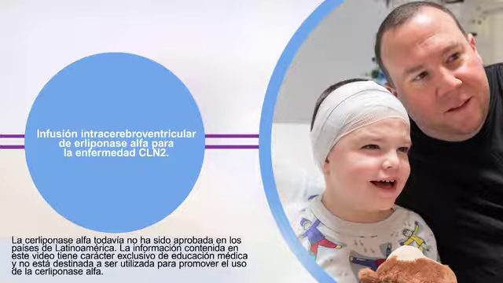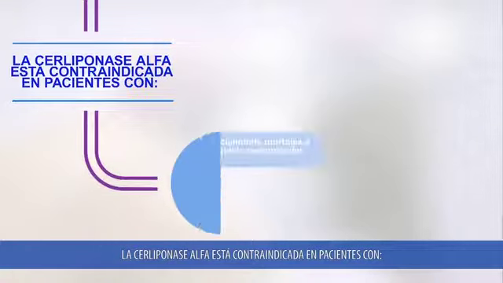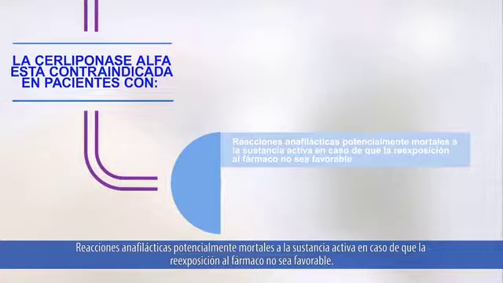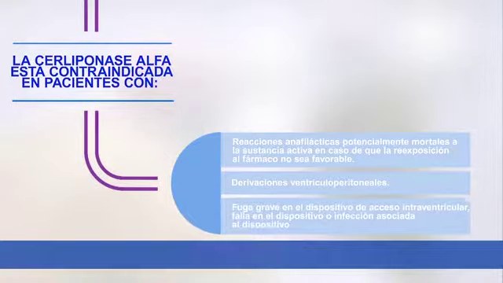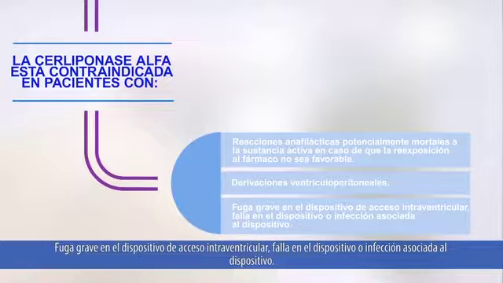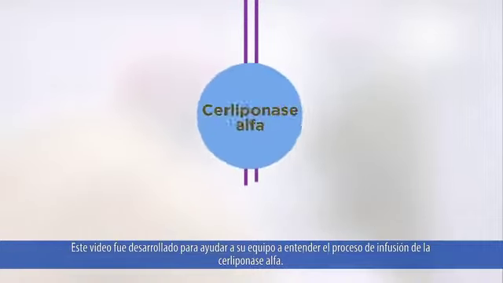Solipinase alpha is contraindicated in patients with life-threatening anaphylactic reaction to the active substance if re-challenge is unsuccessful, ventriculoperitoneal shunts, and acute intraventricular access device leakage, device failure, or device-related infection. This video was developed to help your team understand the infusion process for solipinase alpha.